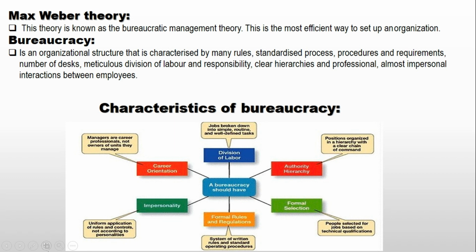Impersonality, we're saying that there is uniform application of rules and controls, not according to personalities. And the last one, which is career orientation. So career orientation, managers are career professionals, right? So not owners of the unit.